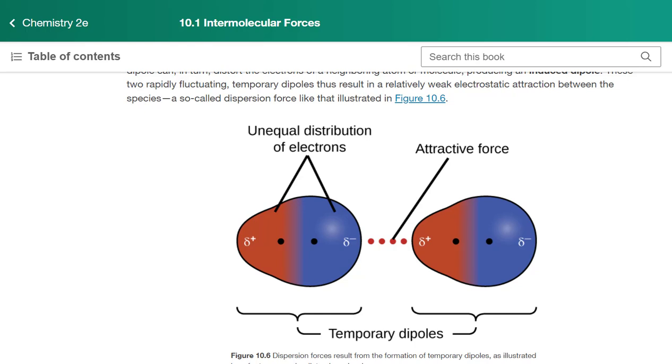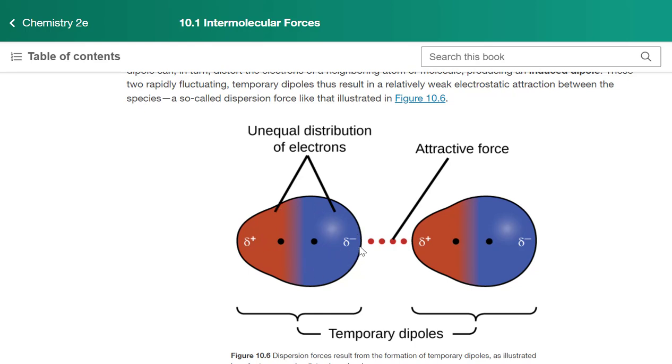Everything with electrons, remember those electrons are very random. They could be anywhere. So at a given instant in time, we might just so happen to have more electron density on one side of the molecule than on the other side. Now, there's not a reason why. Why is it here on the right instead of the left? No reason, just kind of randomly, because the electrons are moving, and so it won't always be exactly equal.